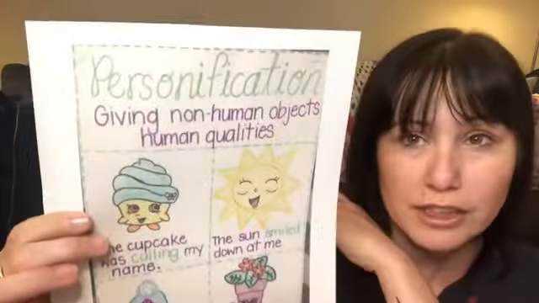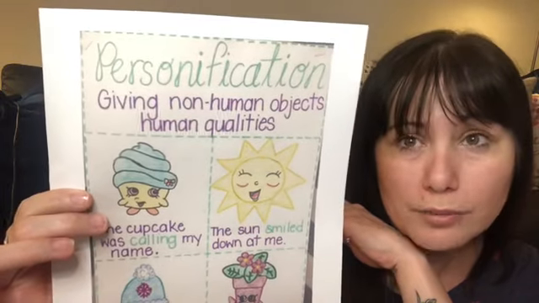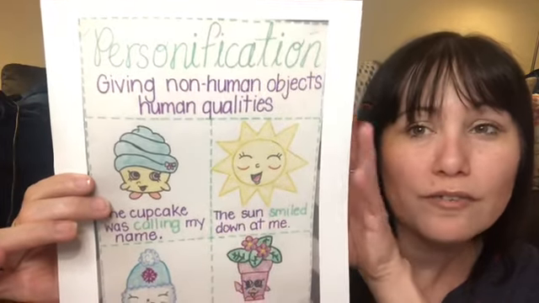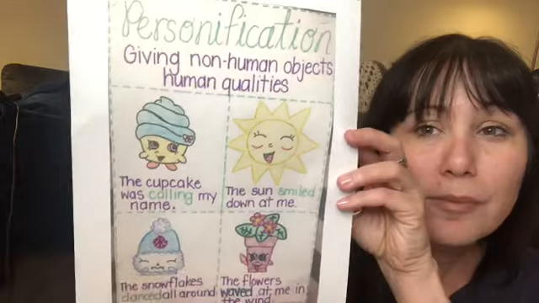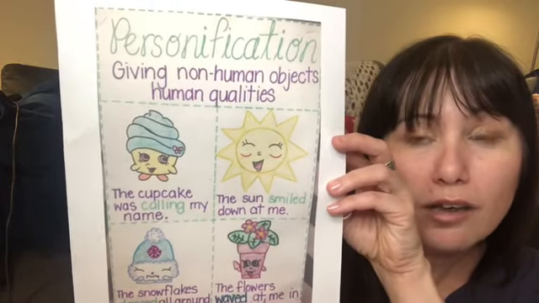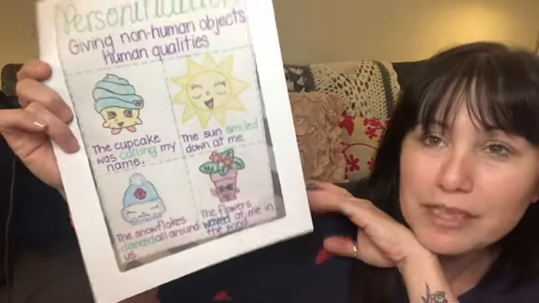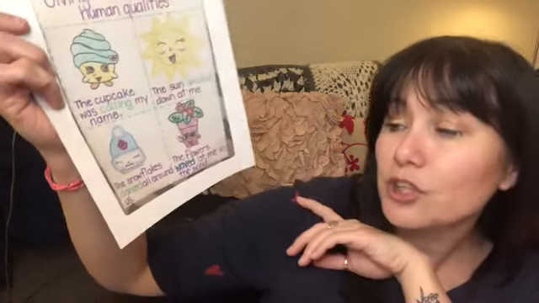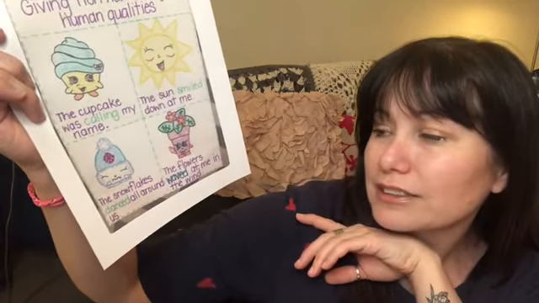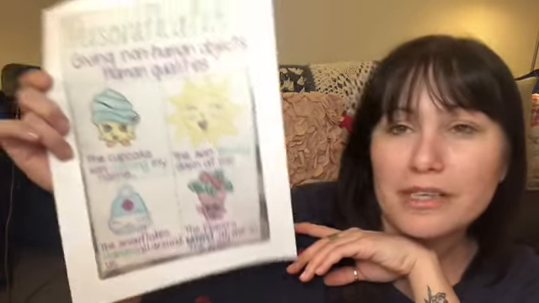So personification is giving non-human objects human qualities. For instance, the cupcake was calling my name. The sun smiled down at me. The snowflakes danced all around us. The flowers waved at me in the wind.